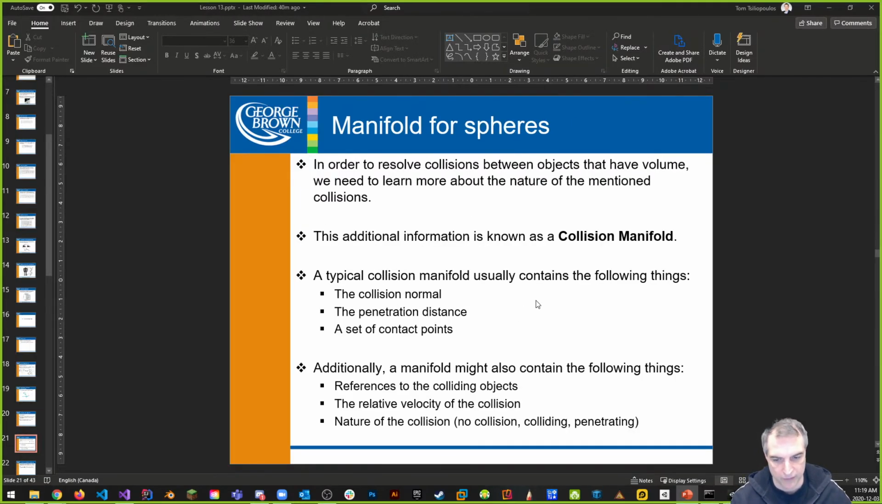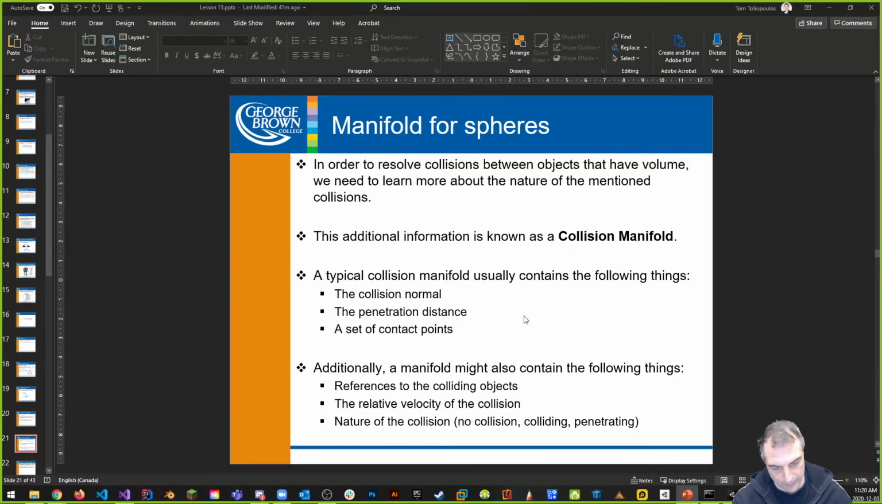Okay, so manifold for spheres. Again, what we want to do is get some information when it comes to sphere collisions, sphere type collisions. We always want to know about the collision normal. Okay, we want to know about the penetration distance. So when we have a collision happen, this is what we're talking about. That's what a collision manifold is.